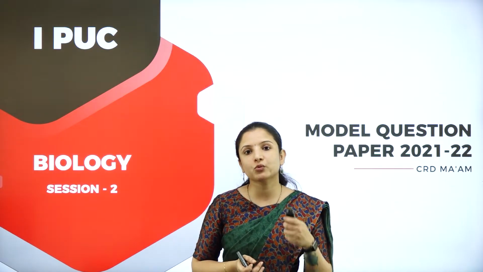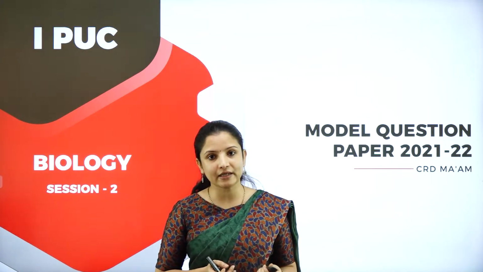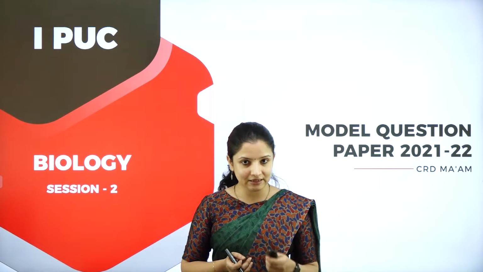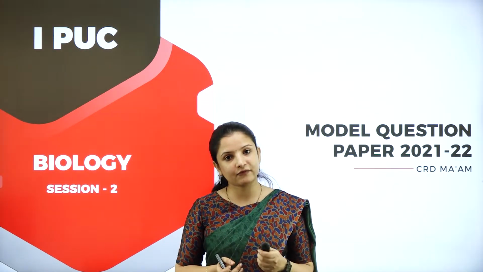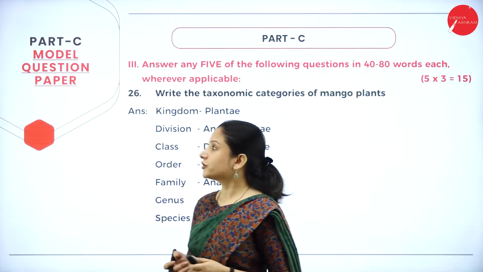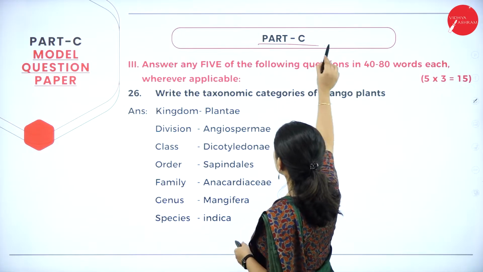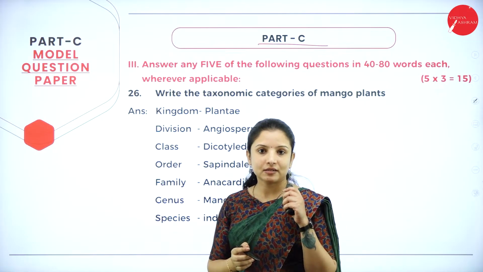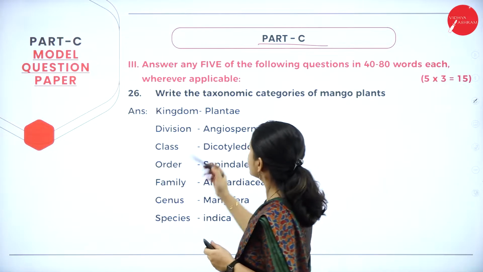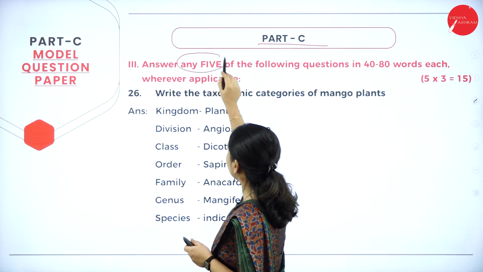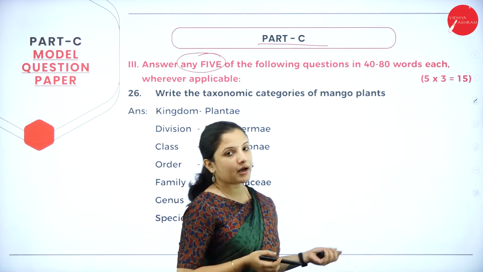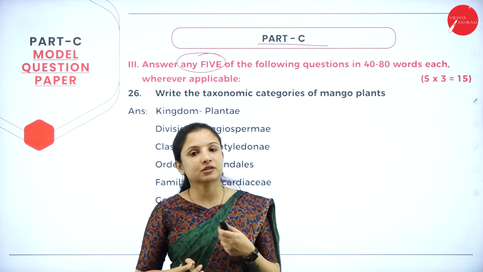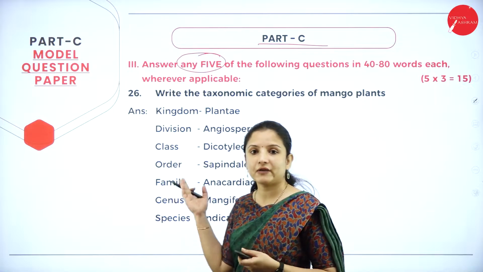In today's session, we shall discuss about the answer writing for part C, that is 3 marks, and part D, section 1 and section 2, that is 5 marks. So moving on to part C. In part C, there are 10 questions out of which you need to answer any 5. So here it is 15 marks. This whole part is for 15 marks because it is a 3 mark question and you need to answer 5 out of this.